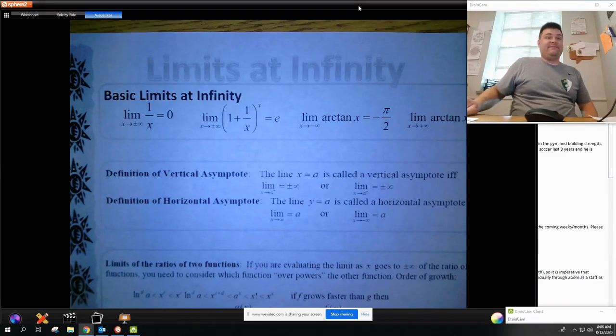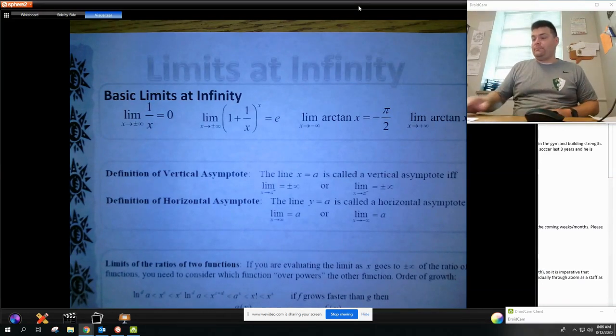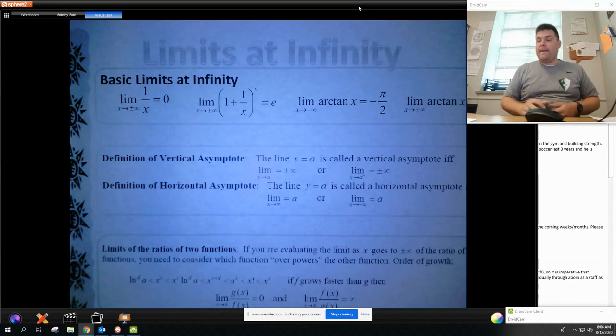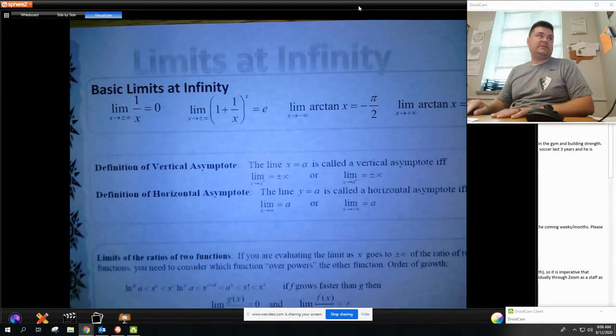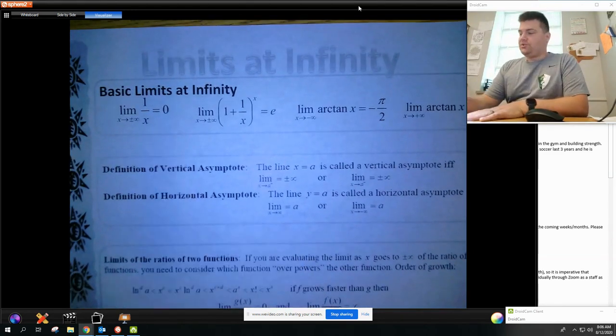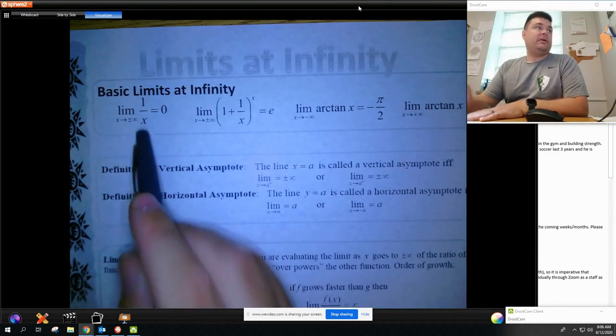Notes on limits at infinity. There are some basic limits at infinity at the top here, just some things that you do need to memorize. So I'll draw a picture for the first one here.